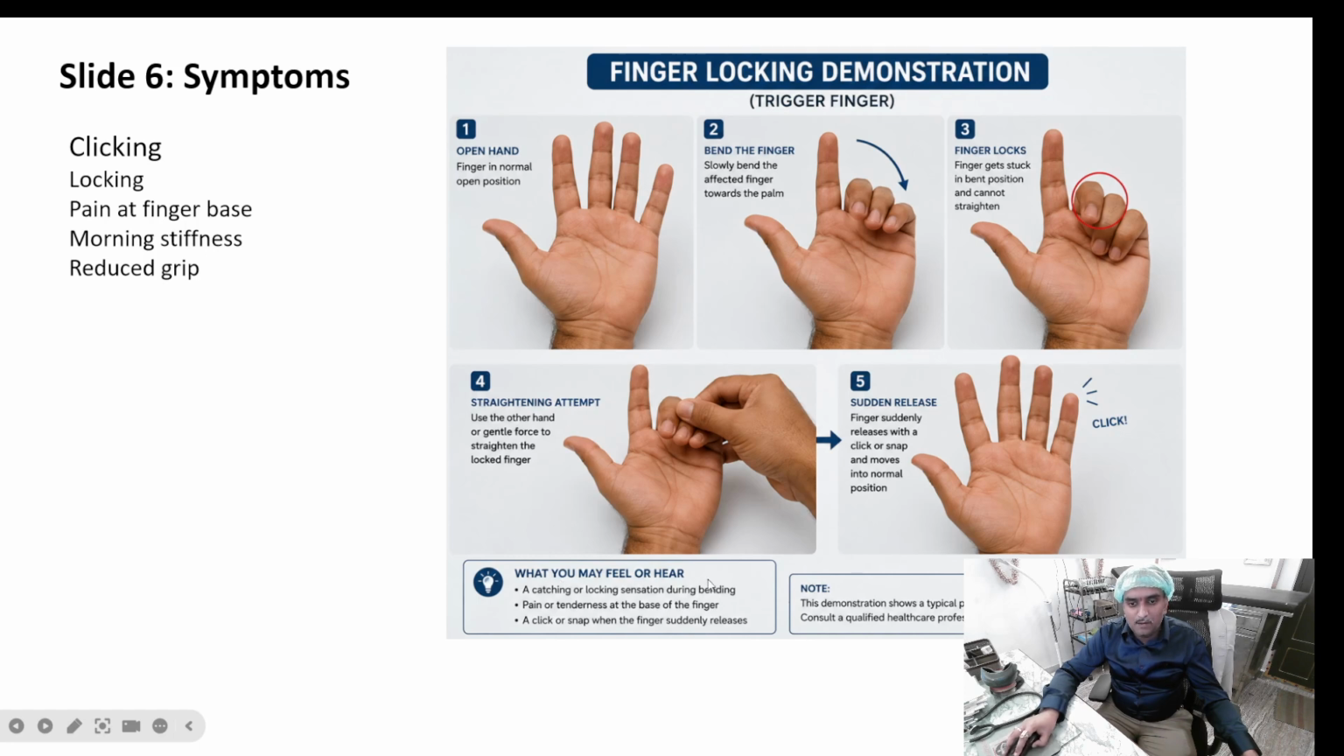What you may feel or hear: a catching or locking sensation during bending, pain or tenderness at the base of the finger, a click or snap when the finger suddenly releases. When it suddenly releases, there is a click. The finger suddenly releases with a click or snap and moves into normal position. This demonstration shows a typical pattern seen in trigger finger. Consult a qualified healthcare professional for proper diagnosis and treatment.